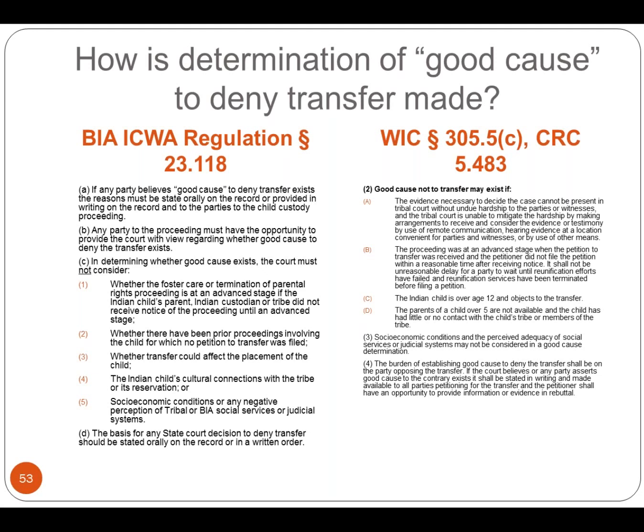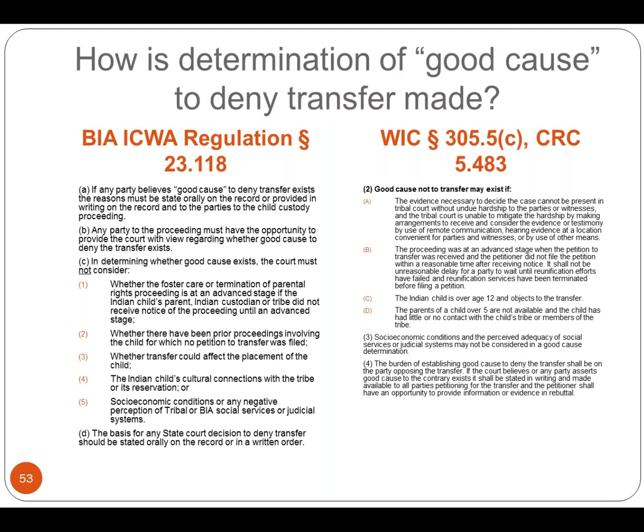And finally, the basis for any state court decision to deny the transfer should be stated orally on the record or in a written order. Now, under California law, a good cause determination may exist if the evidence necessary to decide the case cannot be presented in the tribal court without undue hardship to the parties or witnesses, and the tribal court is unable to mitigate the hardship by making arrangements to receive and consider evidence or testimony by use of remote communication, hearing evidence at convenient locations, or by other means.